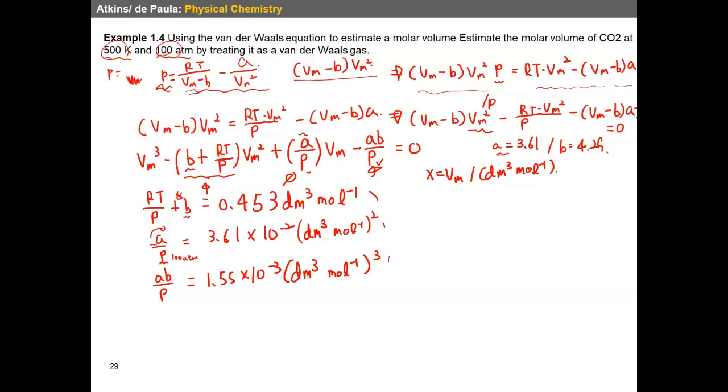Then this equation can be expressed as x cubed minus 0.453 x squared plus 3.61 times 10 to the minus 2 x, and then minus 1.55 times 10 to the minus 3 equals 0.